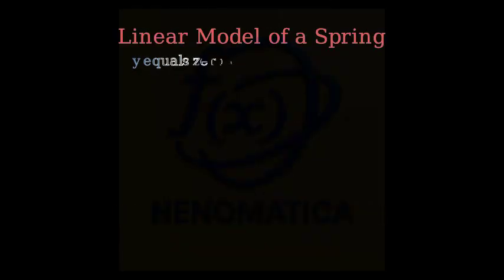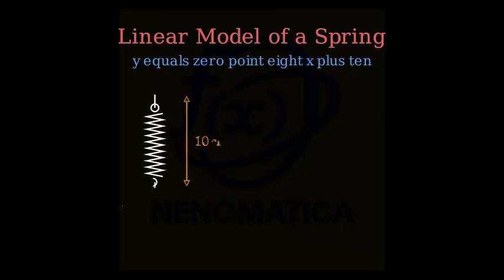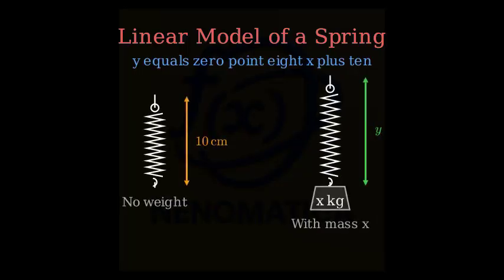In this quick example, we will model a spring with a simple linear function and compute its length for a given mass. Let us visualize. On the left is the relaxed spring of 10 centimeters. On the right, we hang a mass of x kilograms. The spring stretches to a new length, which we call y. Experiments show a simple linear model fits. y equals 0.8x plus 10, where x is in kilograms and y is in centimeters.